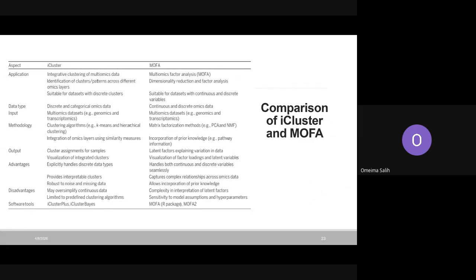This is just a table for you, to see the difference between iCluster and MOFA, which are widely used nowadays in research. It's just an orientation table. You don't need to know it by heart. In case you want to use multiomics, you need to know what type of integration tool you want to use. As I mentioned, it depends on your input and your expected output. What are you studying? Again, it depends on your research question.